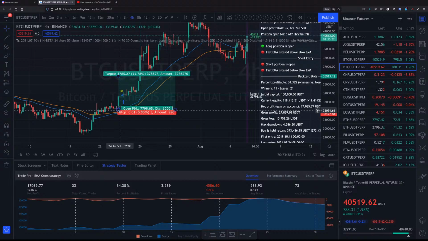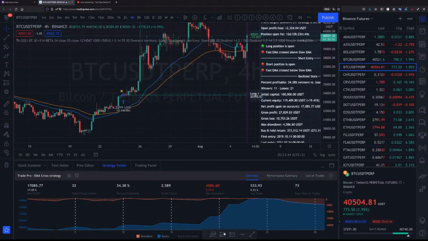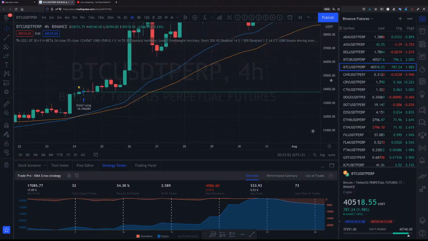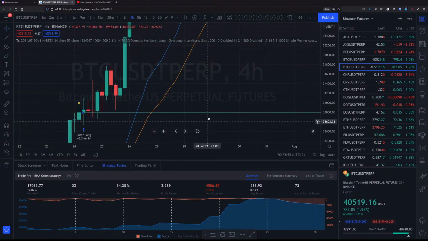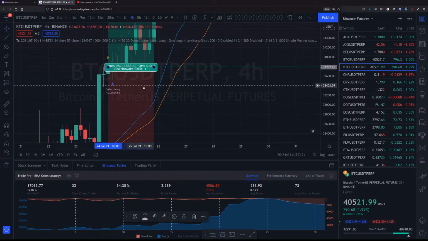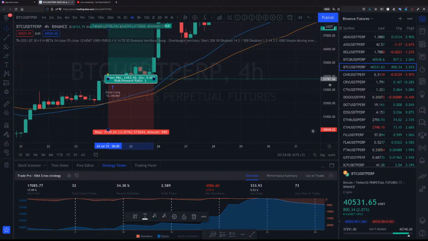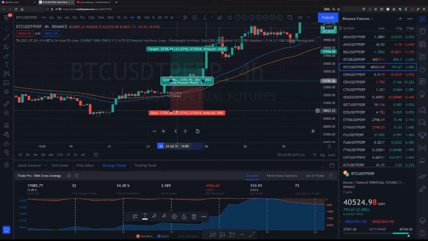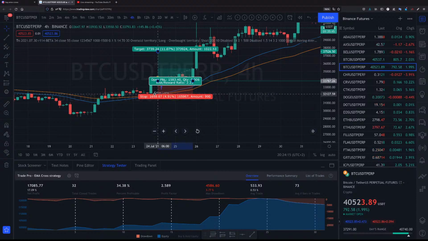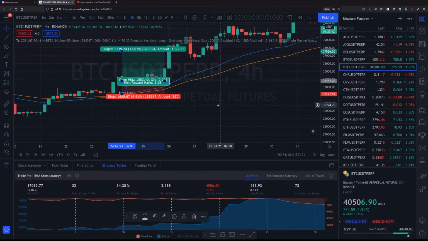Now, wait, I did not do this right. Let me put this one more time, and let me zoom in even more. So we see where we get our entry right here on the closing of this candle. So if we go here and we set it, yeah, we could set it here. Let's see. Actually, it could work. Yeah, it's decent actually. It doesn't need to be here.